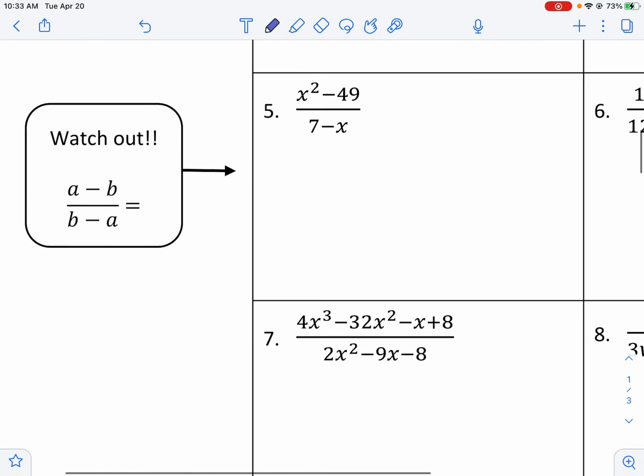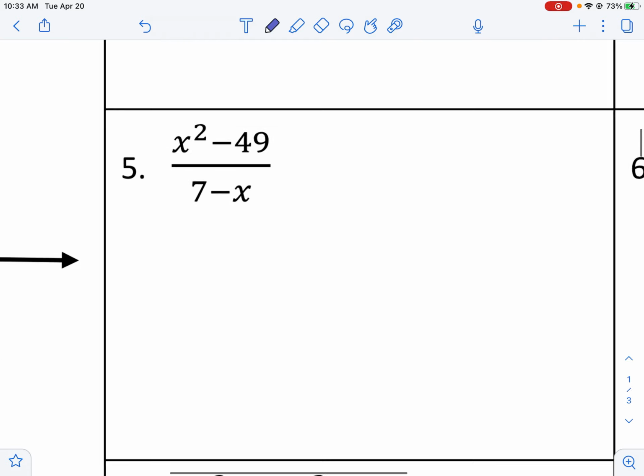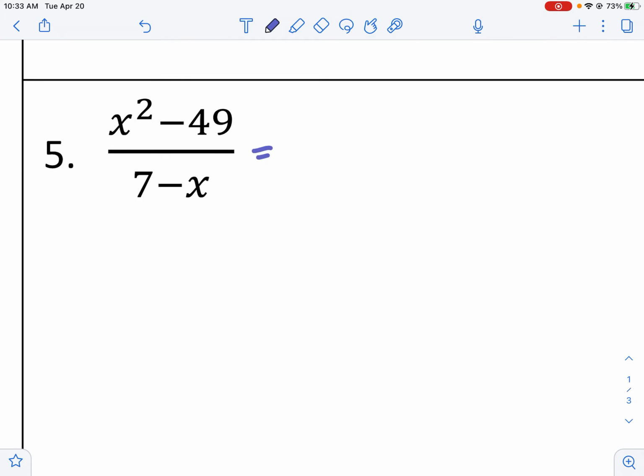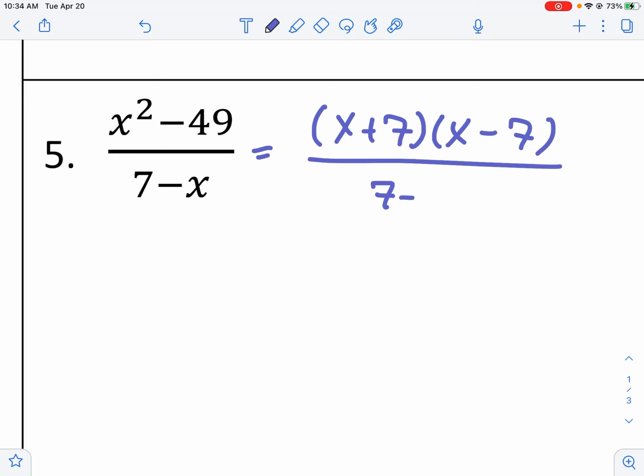Okay? Number 5. So number 5, we factor the top, that's an x plus 7, and an x minus 7, over 7 minus x. What we have to do in the bottom here to cancel is we need to make this 7 minus x look like something in the top. So we can rewrite this as negative x plus 7 so that our x is in front. And then it still can't cancel because we have x plus 7, x minus 7.